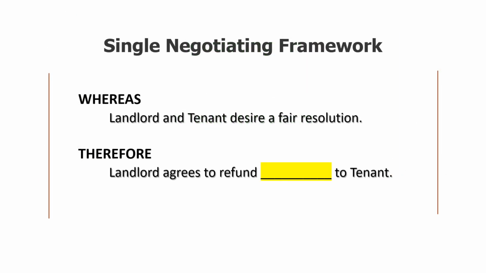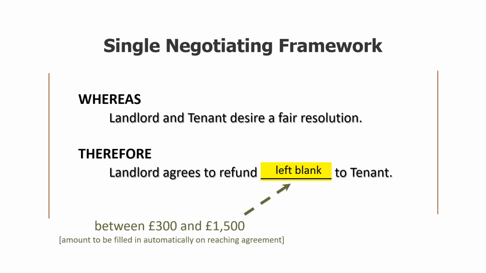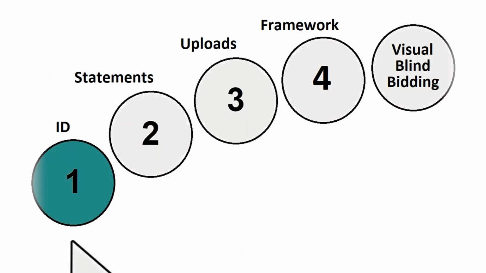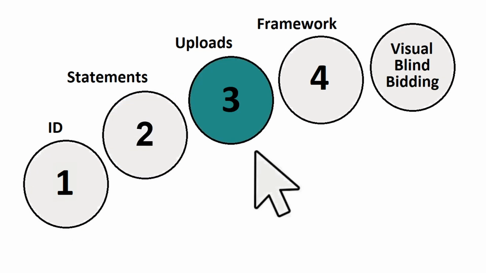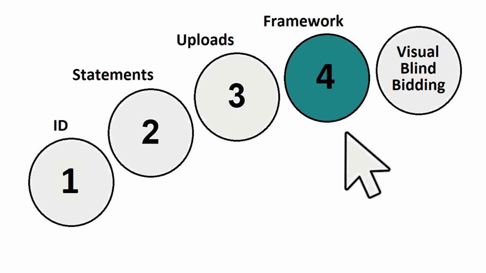Mia selects an appropriate template to serve as the Single Negotiating Framework, SNF, and makes any changes that are appropriate for this case. The SNF contains one blank, which will be filled in with a value from the negotiating range after a settlement is reached. We've described a simple intake process in which parties identify themselves, make statements, upload supporting documents, and approve the Single Negotiating Framework.